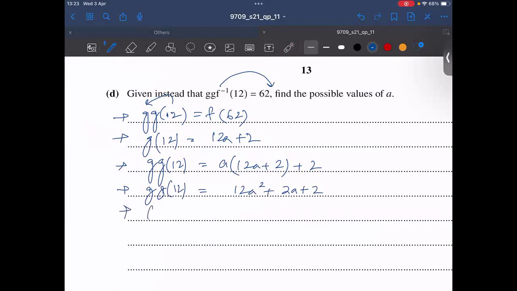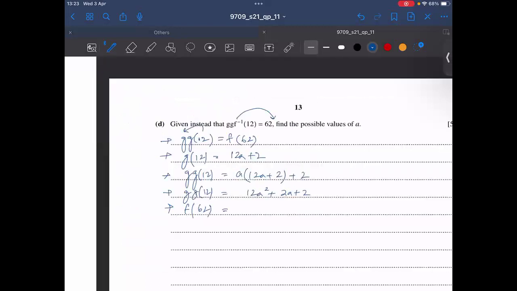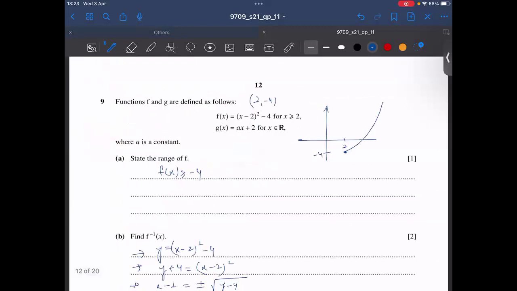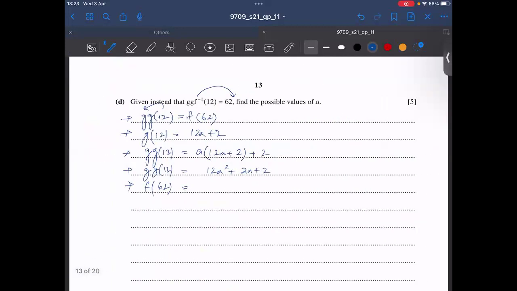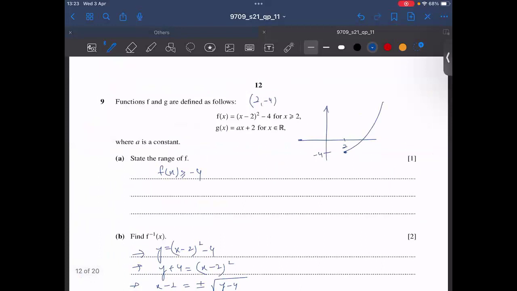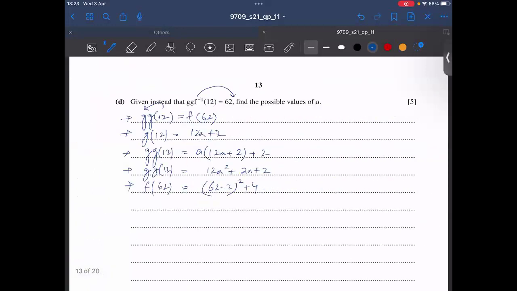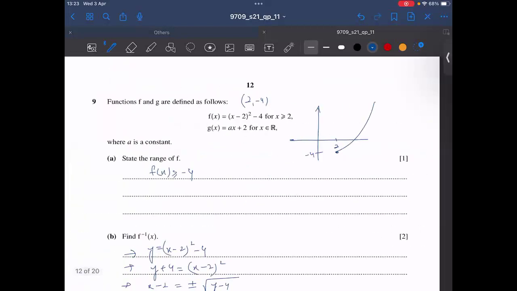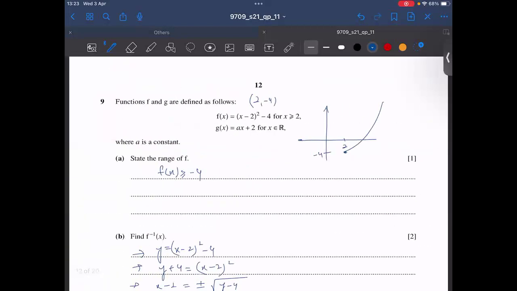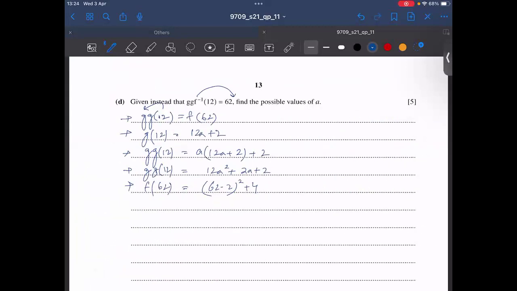Now I'm going to calculate f of 62. What is f of 62? f of 62 is how much? 62 minus 2 whole square plus 4. 62 minus 2 whole square minus 4.